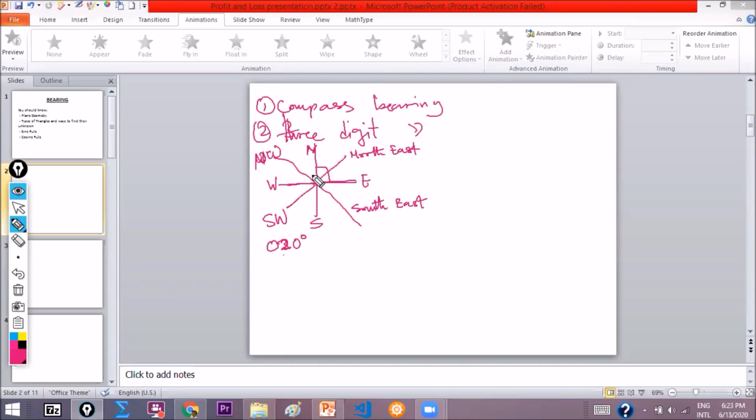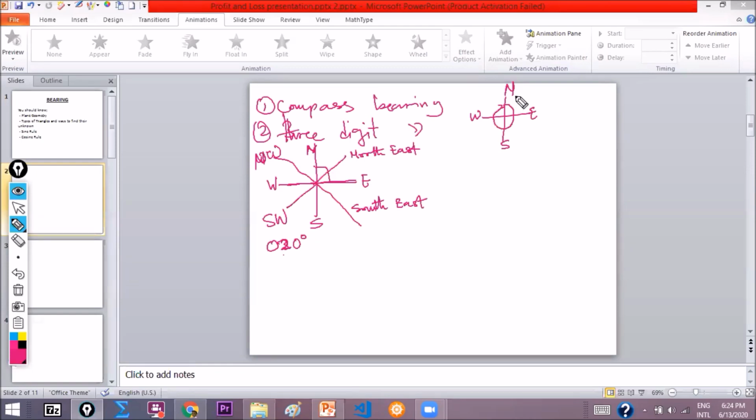But for your bearing, it only starts from the north, okay? You have your north here, N, S, W, E. It starts from the north and goes all the way in a clockwise direction, completes what? A 360 degree. Are you getting me?